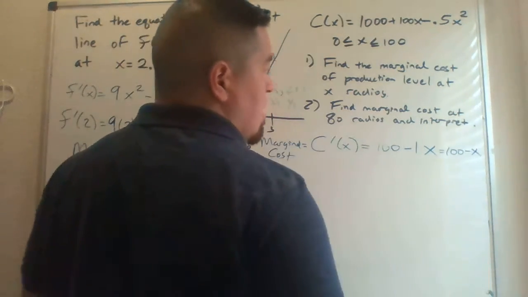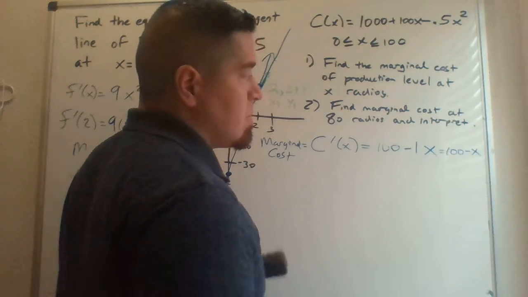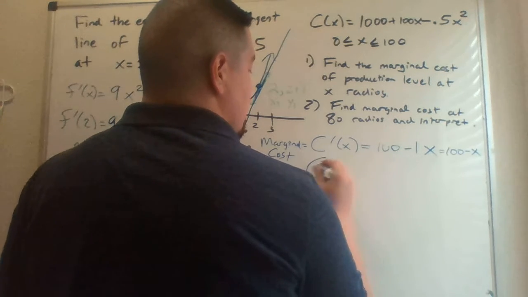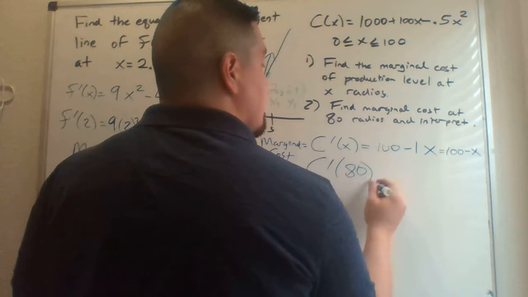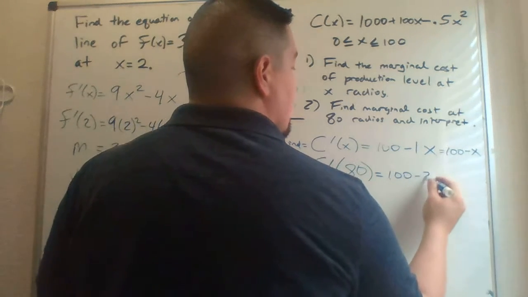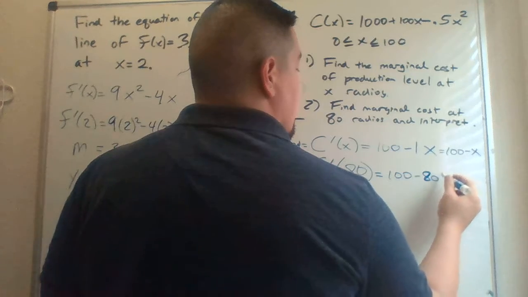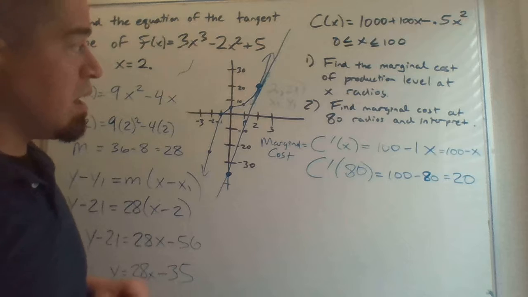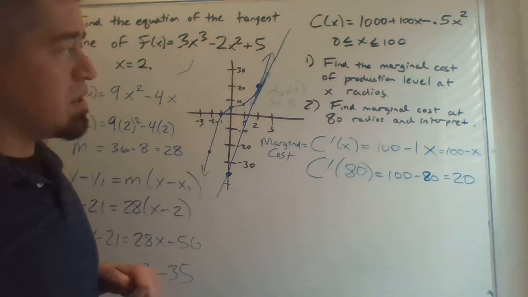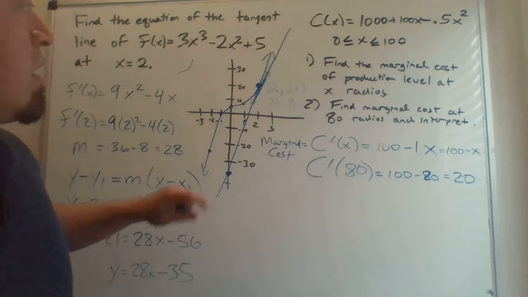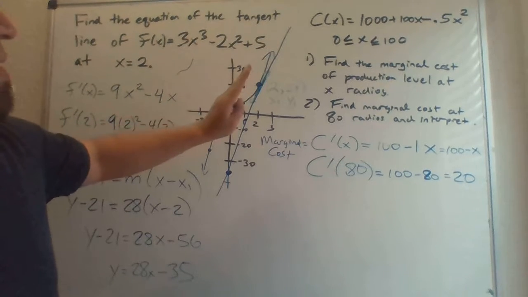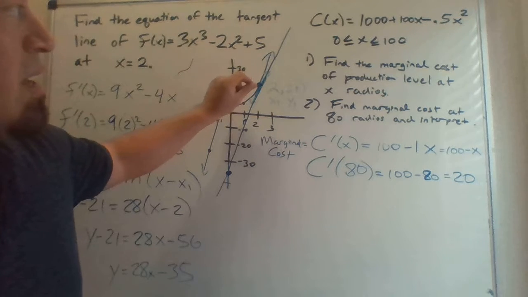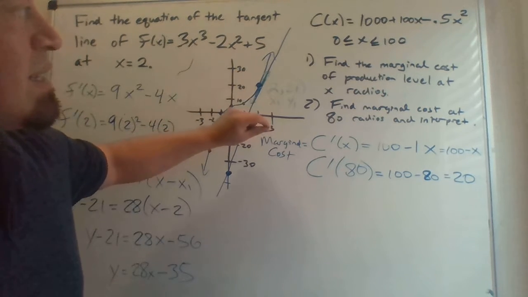Now it says find the marginal cost at 80 radios. Okay, what do you think that means? That means we're going to do C prime of 80. So we're going to plug that in. We end up getting 20. Okay, and then that'll be our answer. Now again, kind of back to this, we found the rate of change at a point.